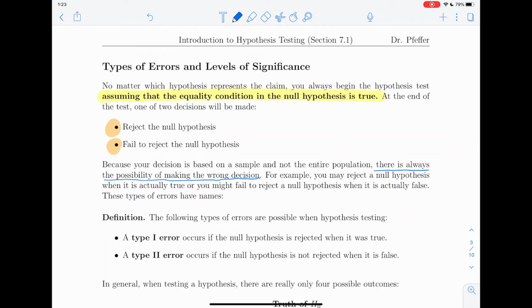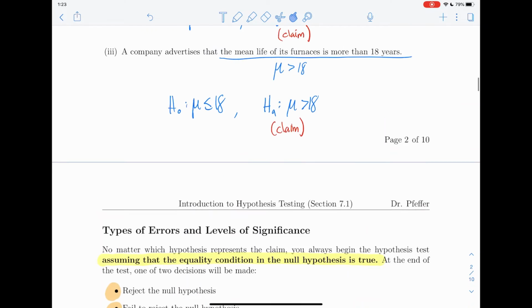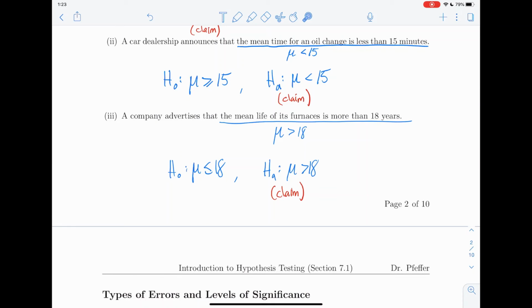For example, you may reject a null hypothesis. Say the null hypothesis is this claim up here, that the mean life of a company's furnaces is less than or equal to 18 years. You might turn around and reject that and say, no, that's not true, when in fact the actual population data is that it is true. You just got a bad sample.